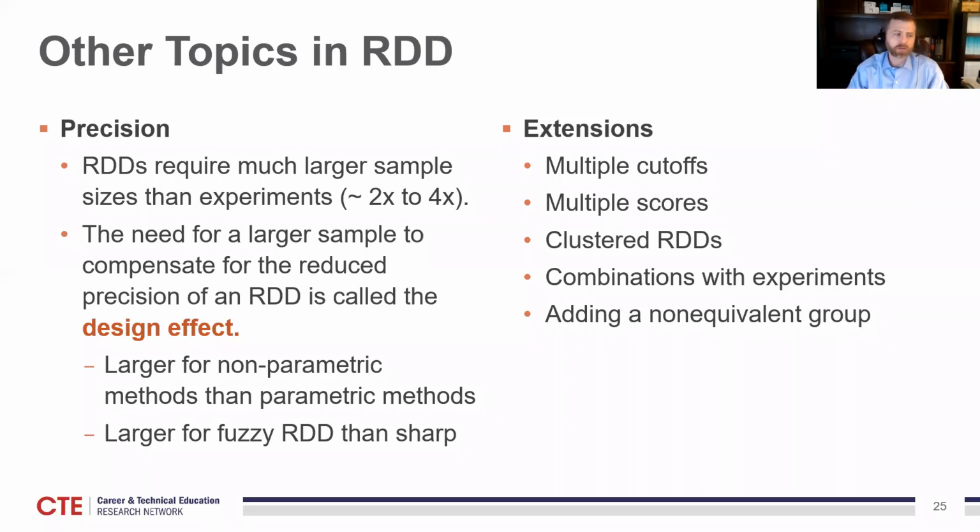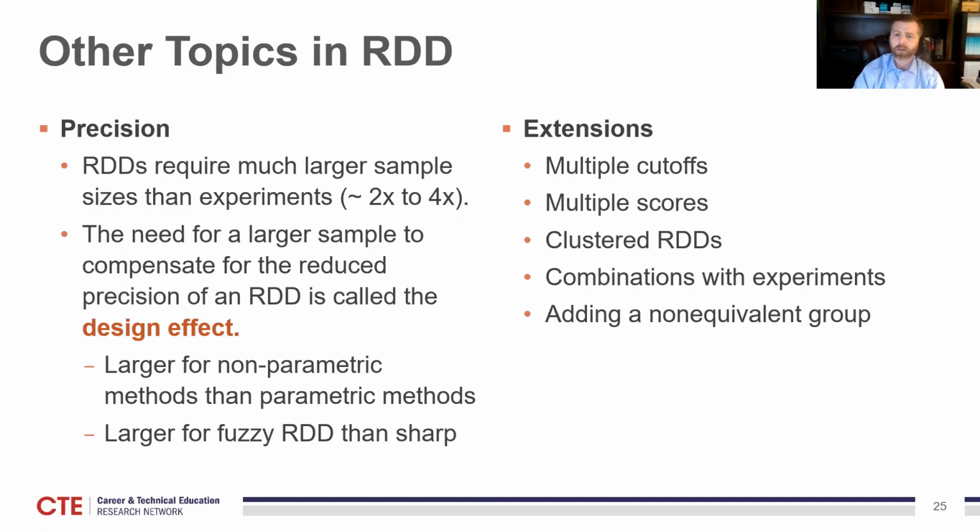Just like you can have clustered experiments, you can have clustered regression discontinuity designs. The idea here being that it could be that schools are assigned to some sort of treatment depending on a school level aggregate score, but you have data on student level outcomes, and that's what you're interested in. So that would be sort of like a clustered design.